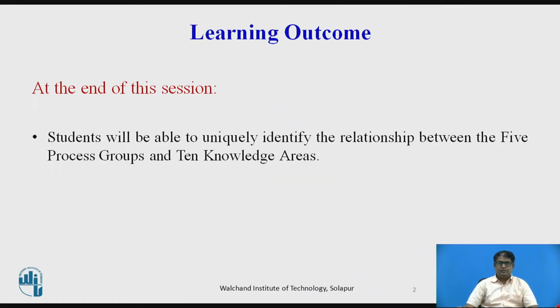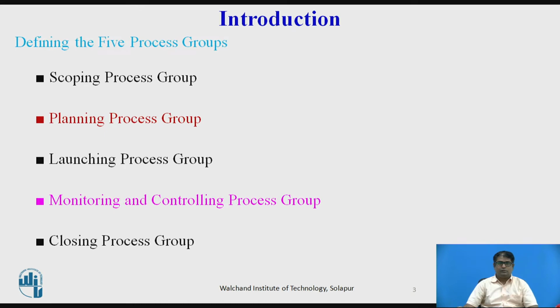Before we move forward, here is the learning outcome. At the end of this session, students will be able to uniquely identify the relationship between the 5 process groups and 10 knowledge areas. Defining the 5 process groups.